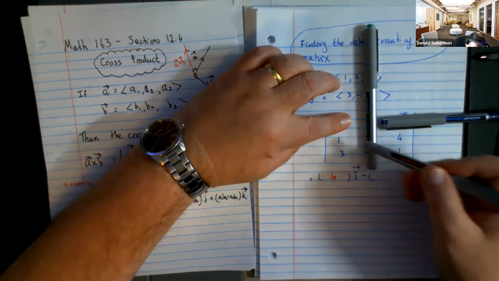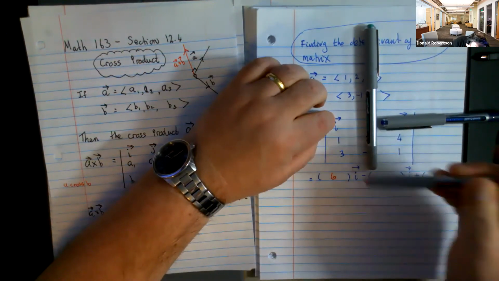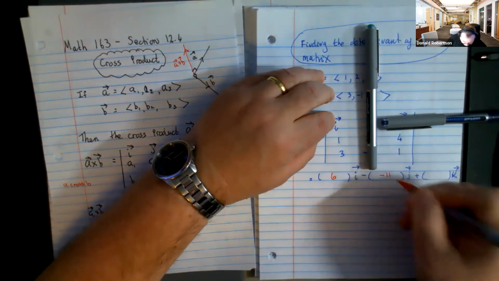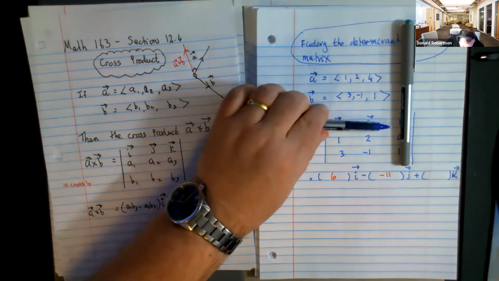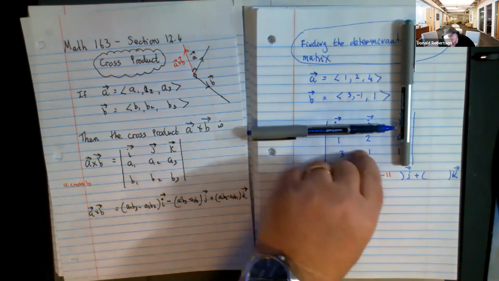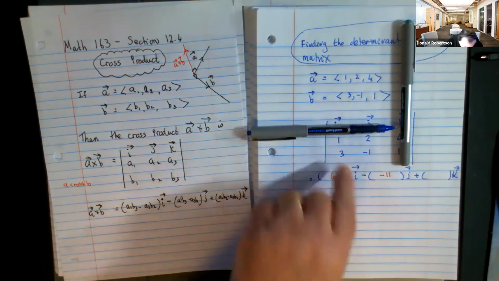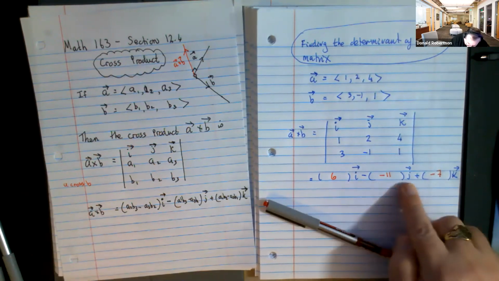And major diagonal is 1, right? 1 take away 12 is -11. And then finally, you do the k. Do you see yet another 2 by 2 matrix? And -1 take away 6 is -7. Now, that's how you get the i, the j, and the k.